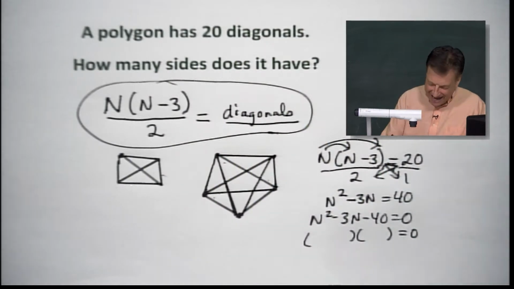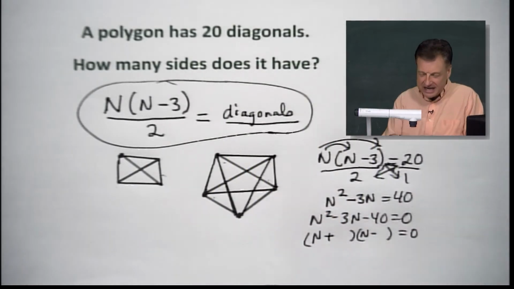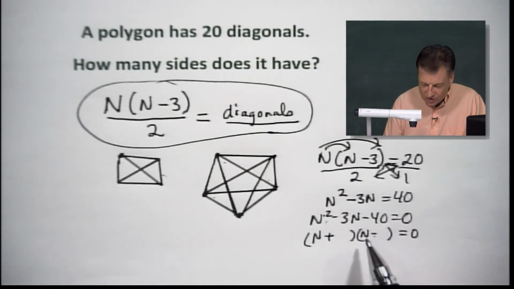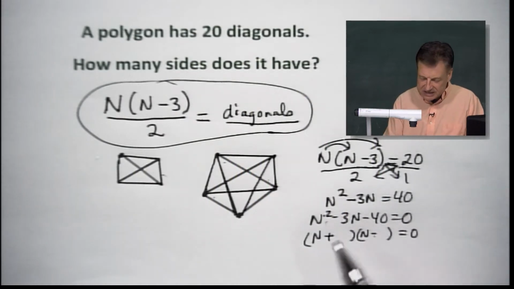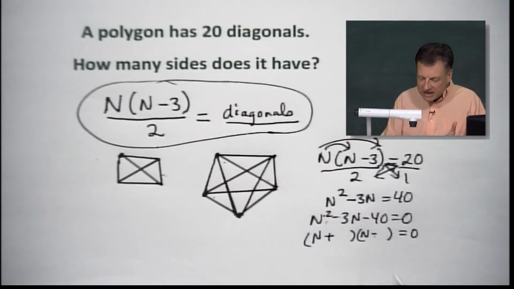We got n, and we got plus, and n and minus. Why did I get n and n? Because n times n gives me that n squared back here. We're looking for binomials that are going to multiply together and get us back to n squared minus 3n minus 40.